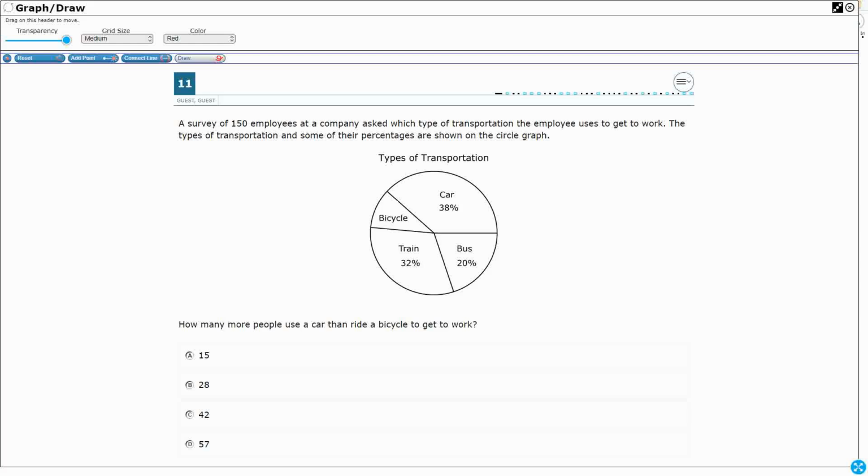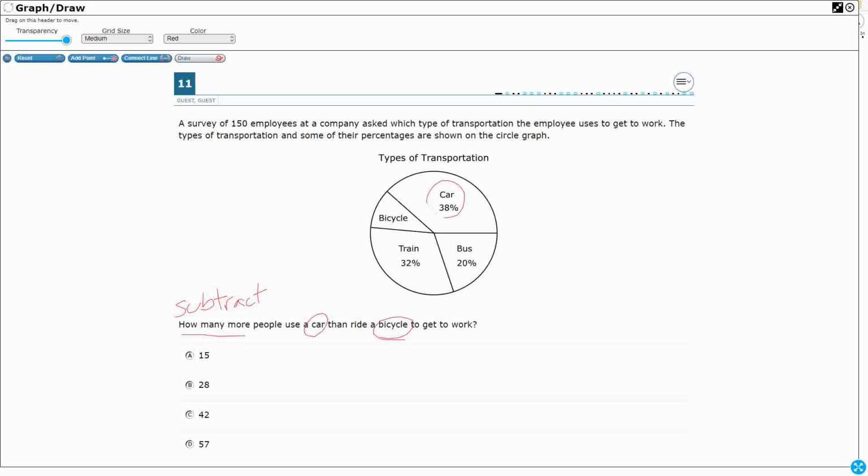All right, so we have a survey of a company here asking how employees get to work, and we've got percentages. So this is a circle graph, but it's a percentage circle graph. Now, when we see "how many more," we're thinking, oh, that's easy. We're just going to subtract, which is what we do when we see "how many more." We're using that to compare. Use a car and ride a bicycle. Okay, so I see car. I don't have anything next to bicycle. So that's going to be our first step here.